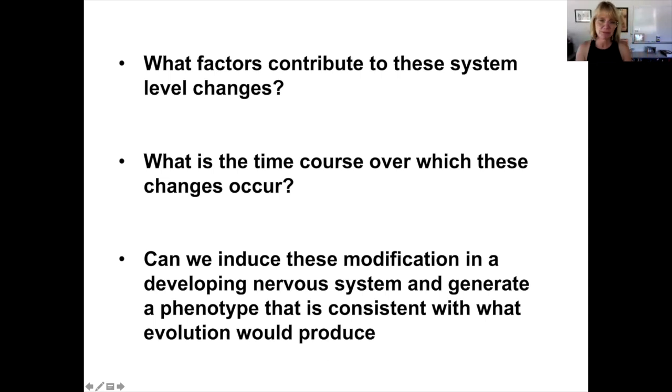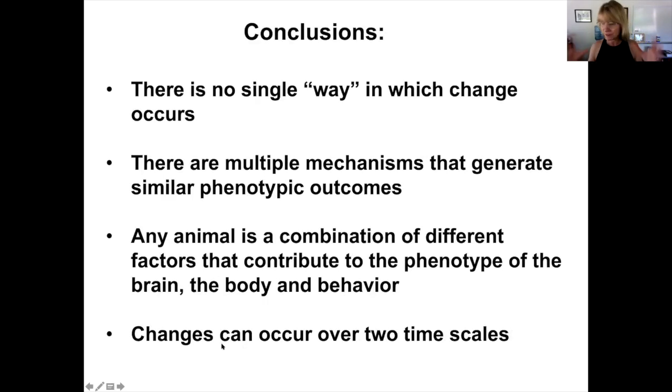about our developmental work. What we're trying to do with our developmental work is to see if we can induce those sort of systems level modifications in a developing nervous system and generate a phenotype that is consistent with what evolution would produce. Okay, so I'm going to give you the conclusion of my talk, and then you can listen to the rest of my talk.